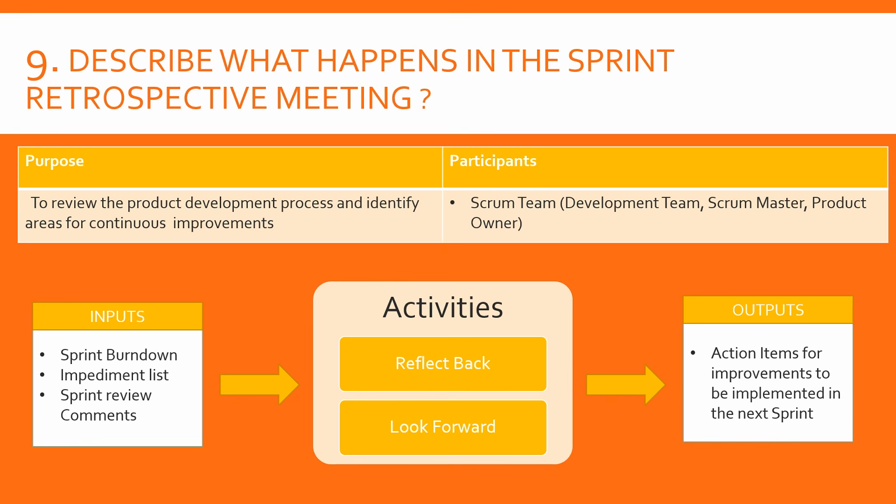So those things can be kept in mind while working on the next sprint, and also the burn down, especially the progress and what things can be done better in order to hit the plan. So it's more of a looking back, reflecting back, and also looking forward. So those outputs would be the action items for improvements which can be implemented in the upcoming sprints so that there's a better process.